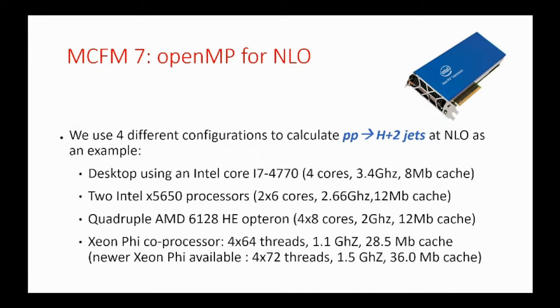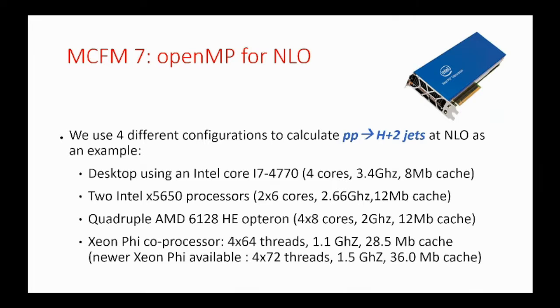Now once you have debugged all that, you can finally start looking at how it all works. So I did here four different configurations to calculate, as an example, pp to Higgs plus 2 jets at next-to-leading order. First on a regular average desktop CPU, which has 4 cores, runs at high clock frequency and has a lot of cache. Then a motherboard with 2 Intel processors for a total of 12 cores.